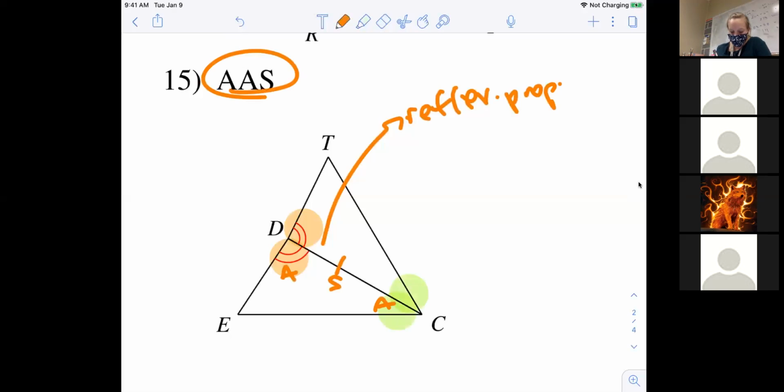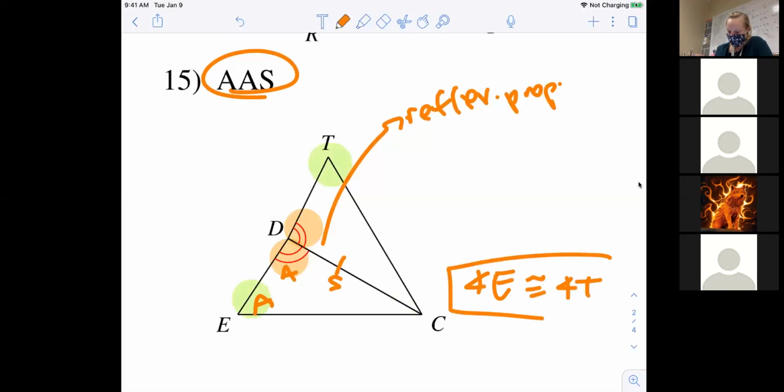And I want angle, angle, side. So I have to pick the other angle to do. I have to do T and E. That gives me angle, angle, side. Are we okay with that? So I'm going to write angle E is congruent to angle T. Again, just a wish list. We don't know if it's going to happen. All right, let's look at the next one.